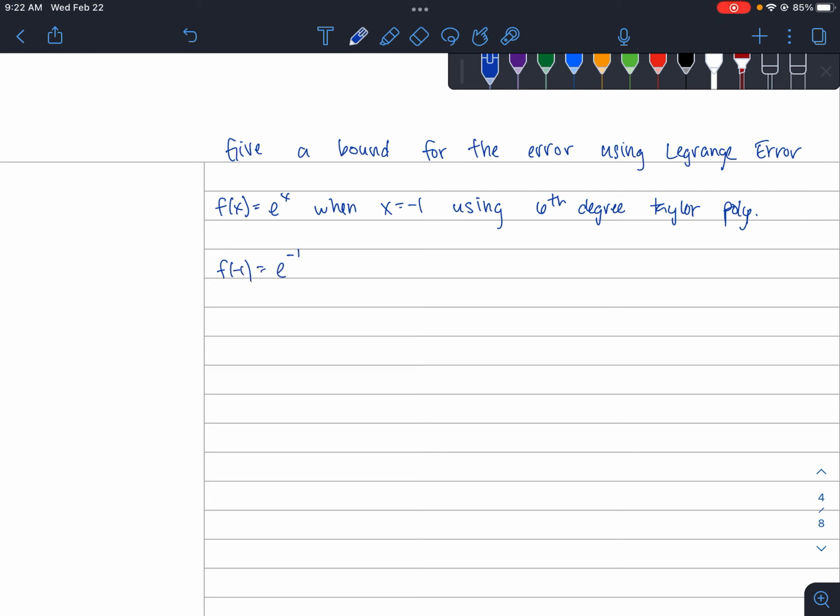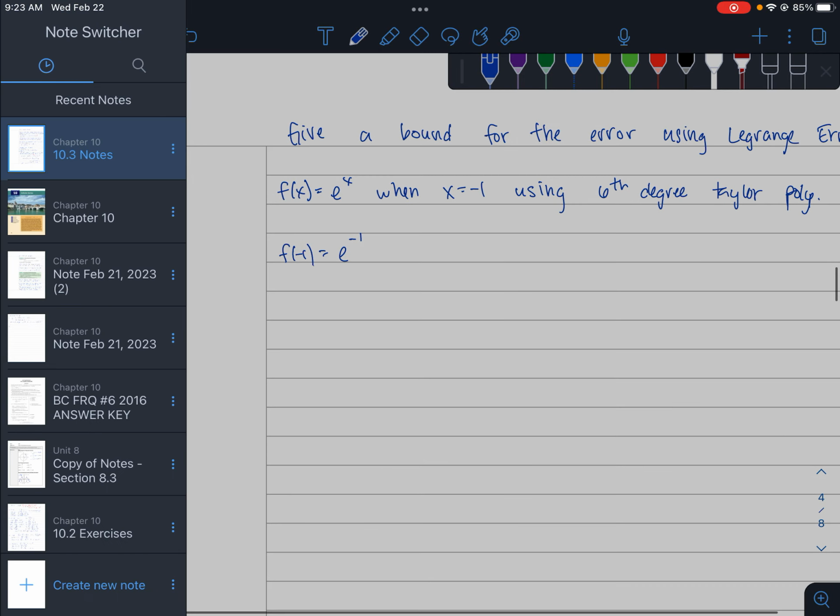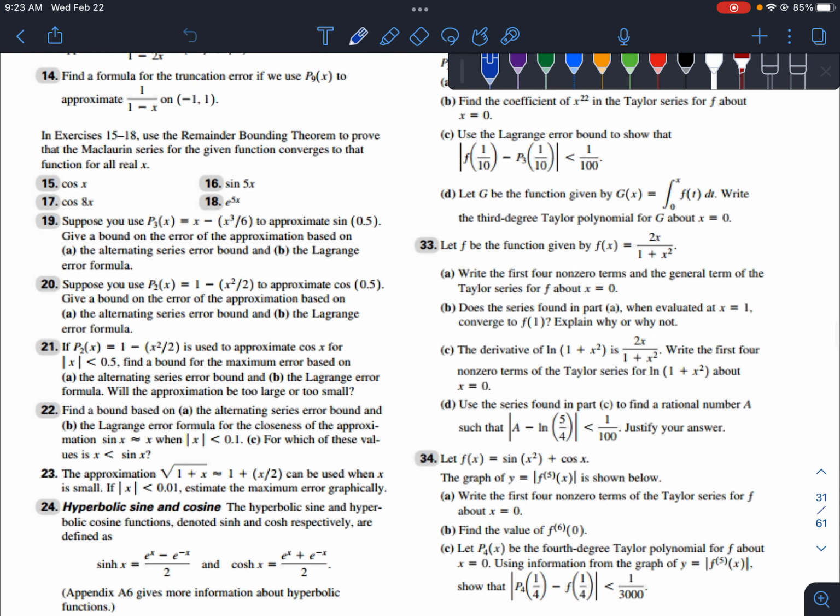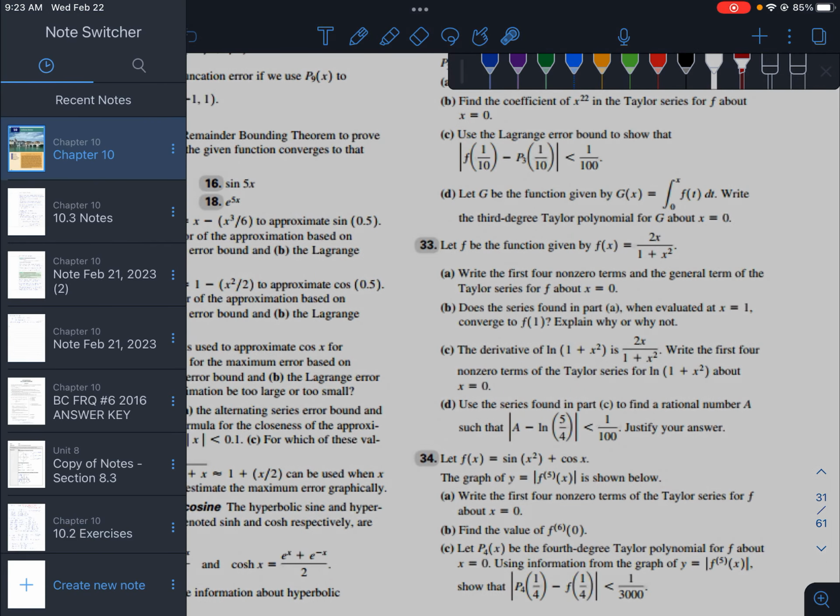Okay, so we're going to find the maximum error of this compared to e to the x, but we're going to be using the polynomial. So that's essentially what it says here. Suppose you have a Taylor polynomial and we're approximating sine of 0.5. What's the maximum error that this is going to give in relation to sine of 0.5?